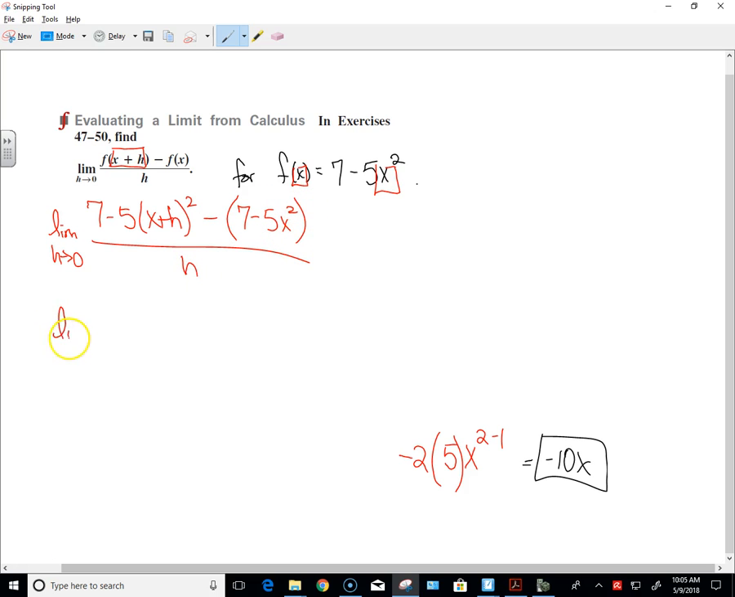all over h. Did anybody kill a puppy? I need someone to help them out. What do I mean by killing a puppy? What am I referring to? I need to square. In order to square, I have to do x plus h times x plus h. So that'd be 7 minus 5x squared plus 2hx, or xh, either way, plus h squared, minus, don't kill a seal, what am I referring to? Distributing the negative.